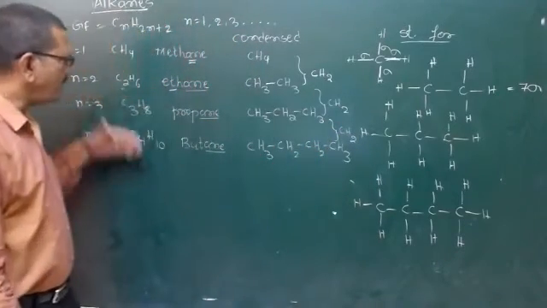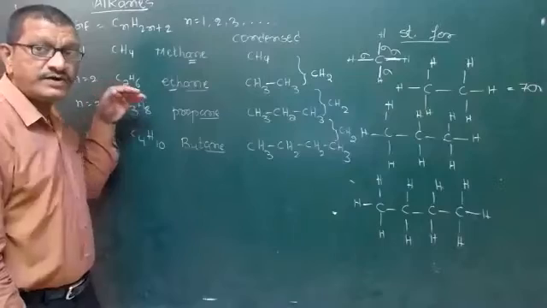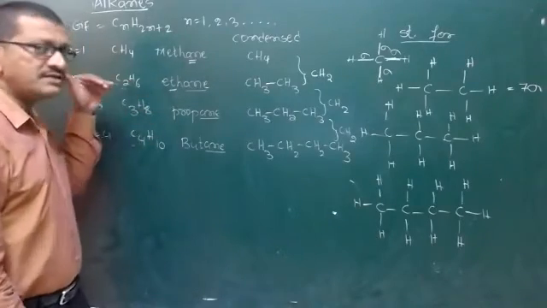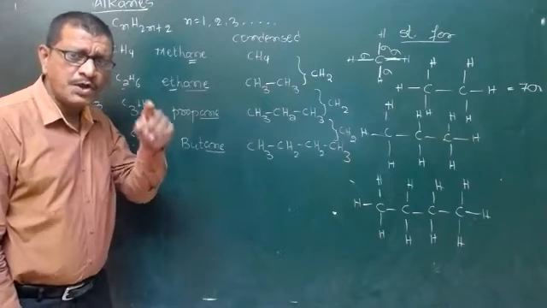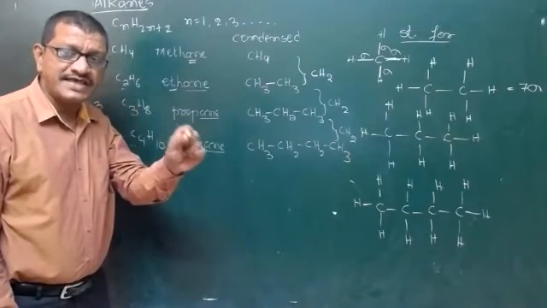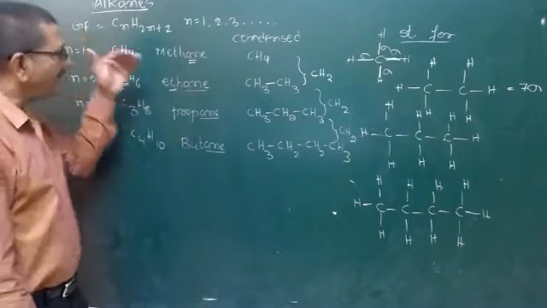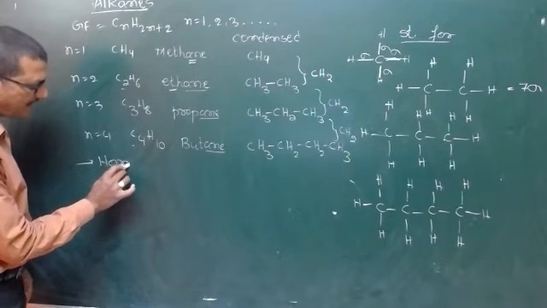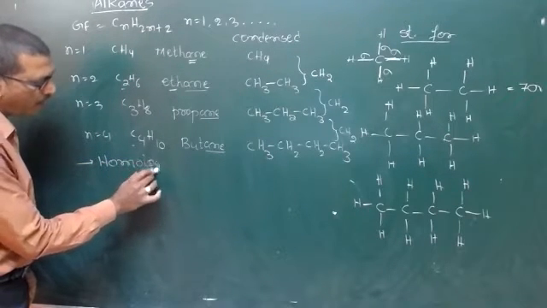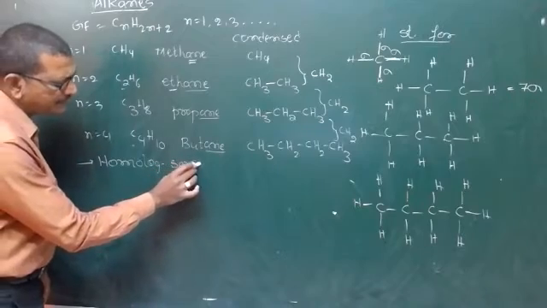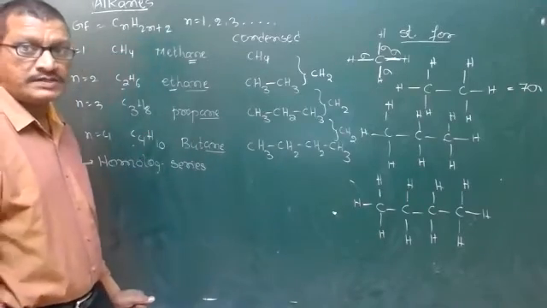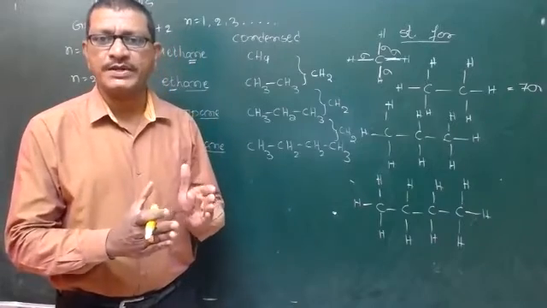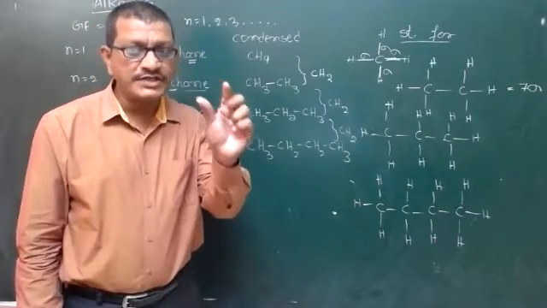That's why any two successive molecules differ by one CH2 group. That means alkanes can form a homologous series. So what is meant by a homologous series? It is a series in which any two successive molecules differ by one CH2 group.